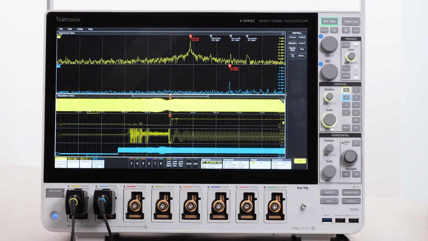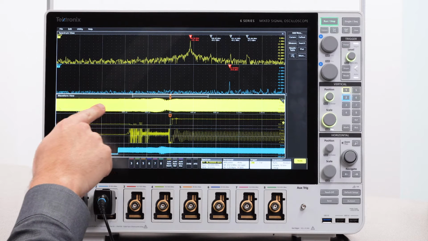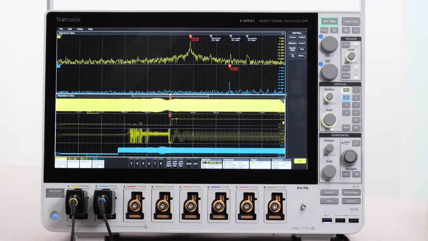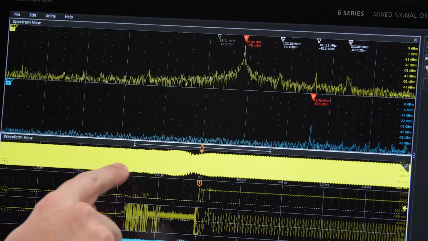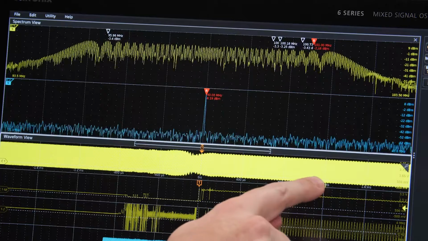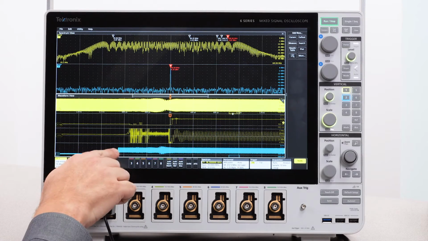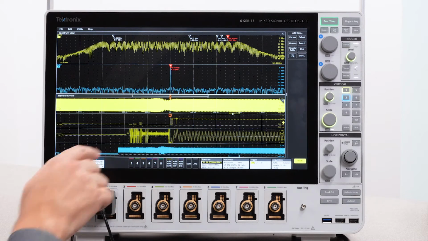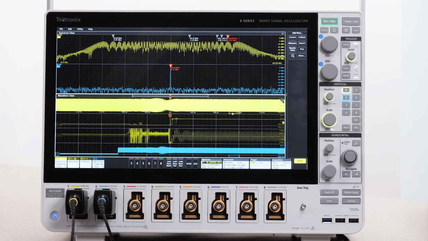I can see that there's oscillation on the spread spectrum clock right around the center frequency, but well before the modulation kicks in. The 40 MHz clock comes up around 6 milliseconds before the spread spectrum clock stabilizes. This multi-domain, multi-channel view is an extraordinary capability of this instrument.